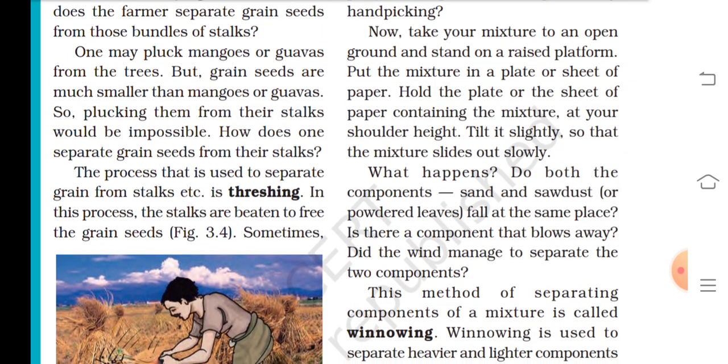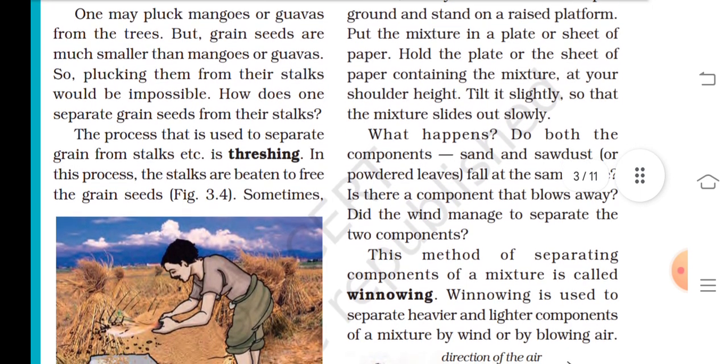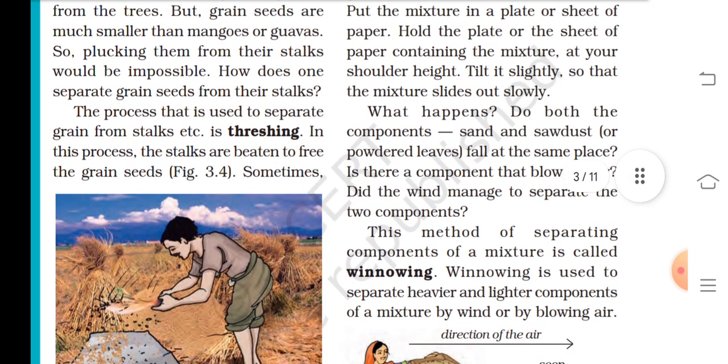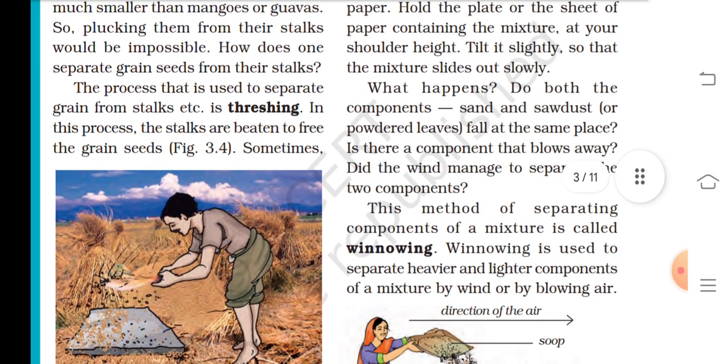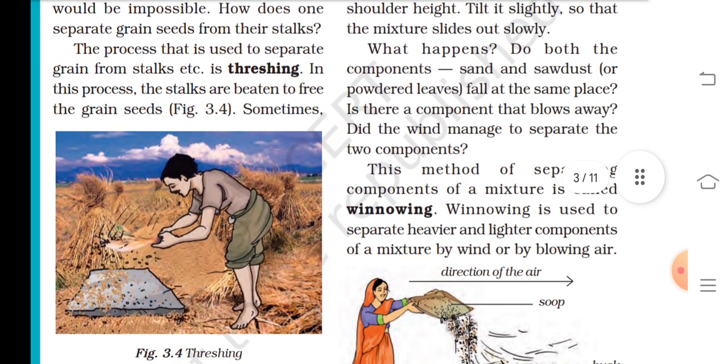Put the mixture in a plate or sheet of paper. Hold the plate or the sheet of paper containing the mixture at your shoulder height and tilt it slightly so the mixture slides out slowly. What happens?